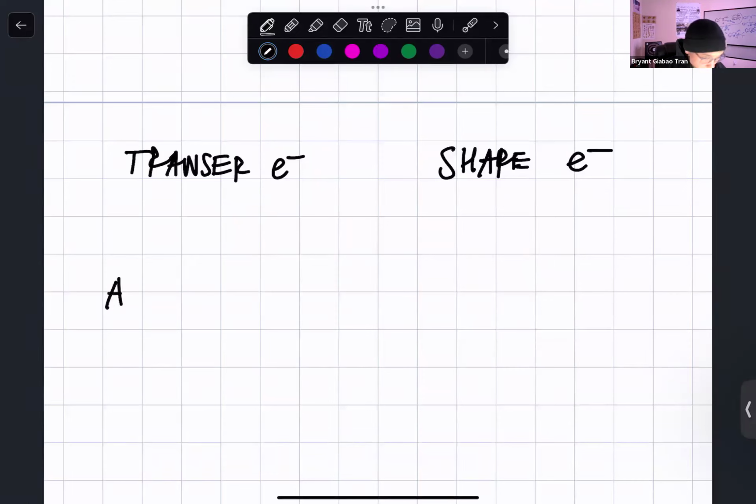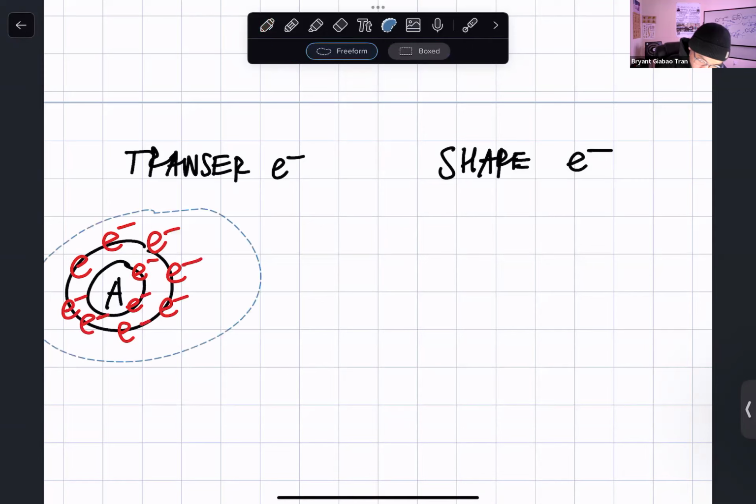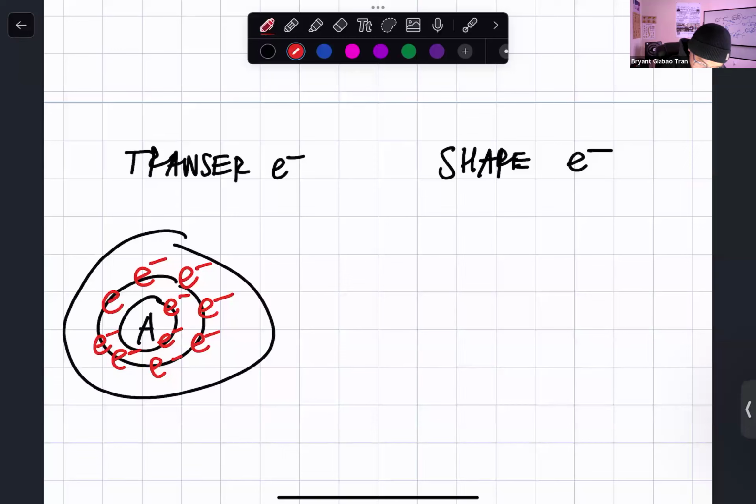Because let's say atom A right here has 2 electrons in the first energy level, and let's say it has 8 electrons in the second energy level, which is 4, right? 1, 2, 3, 4, 5, 6, 7, 8. And let's say in the third energy level, it has 1 valence electron, right? But now let's say atom B has 2 electrons in its first energy level and 7 electrons in the second energy level.